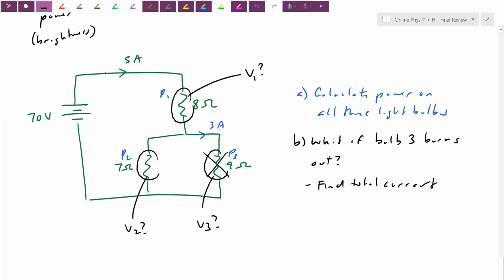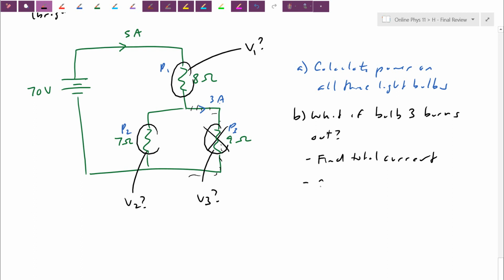The total speed that these cars have traveling through it will be less because one path has totally cut out. Current can no longer flow through this path. Now we only have one series path left over. Find out the total current and then calculate P1 and P2 again. Compare, are we brighter? Did the other light bulbs that didn't burn out, are they now brighter or are they now dimmer than before?